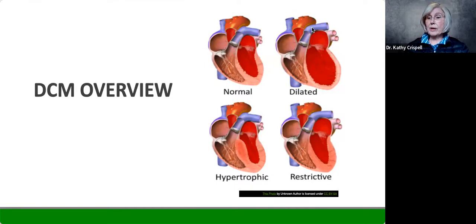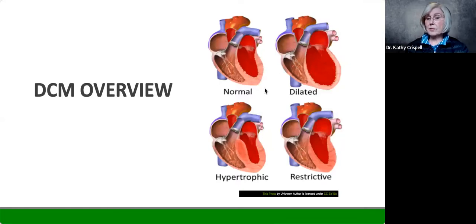So on the upper right corner of this diagram is a heart with dilated cardiomyopathy. And if you compare that to the heart on the left, which is a normal heart, you see that the left chamber is much enlarged, and the heart muscle itself is thinned out as compared to the normal heart here.